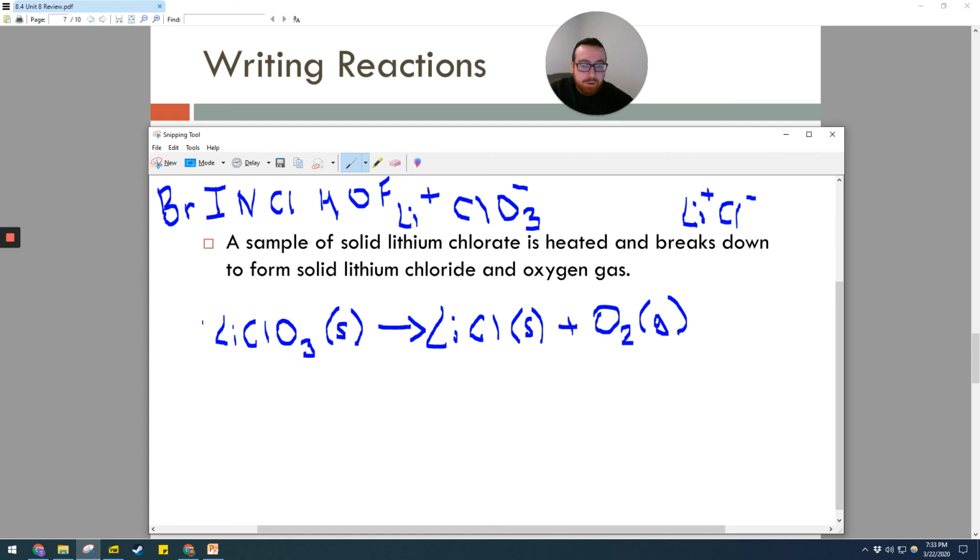We weren't asked to balance these equations, but if we needed to, we could. There's 3 oxygens over here on the left, and there's 2 on the right. So the only way for me to get them to match up is a common multiple, like maybe 6 oxygens. So put a 2 here, put a 2 there, and put a 3 here, and everything balances.